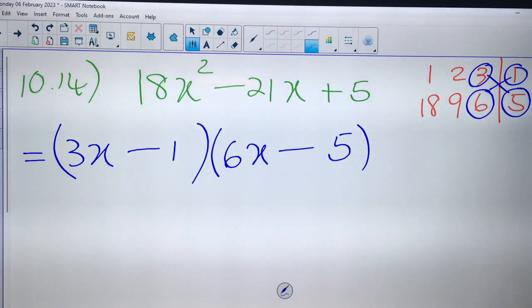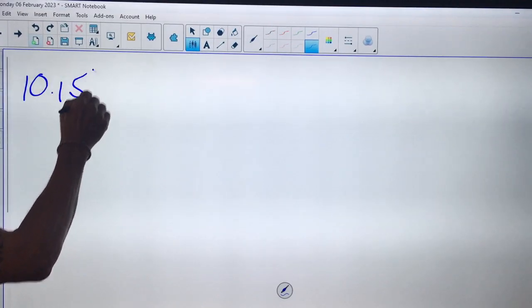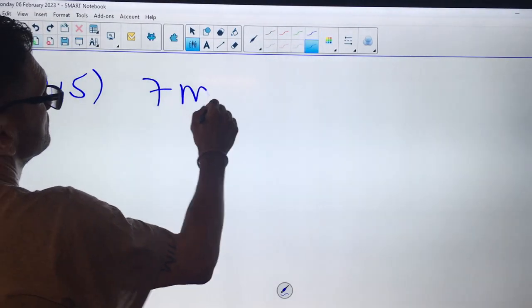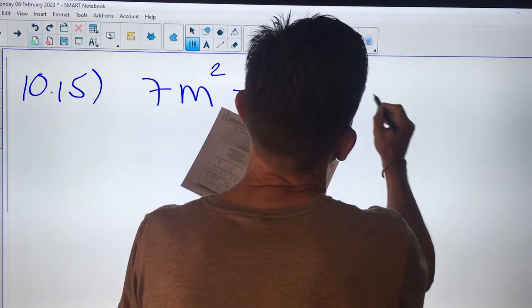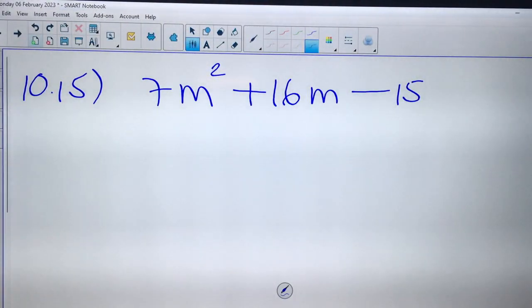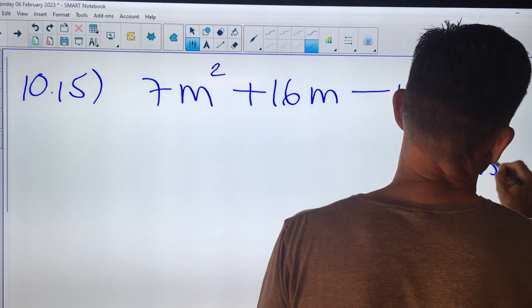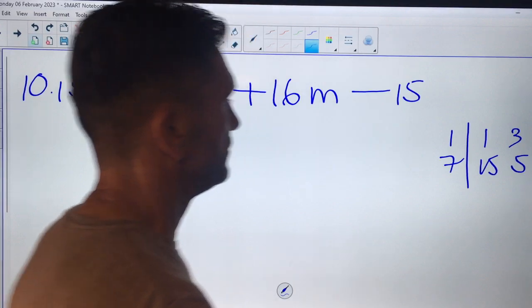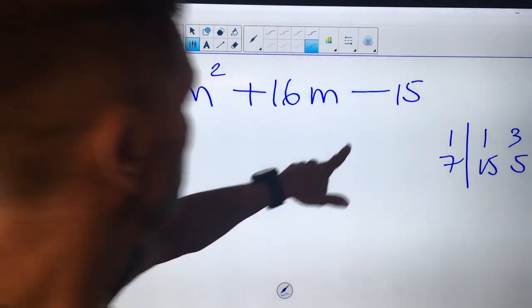Okay, let's look at 1017. No, sorry, there's a 10, 15 in between. (7m squared plus 16m minus 15). I need to consider the factors of 7 and 15. So 1 and 15, 3 and 5. This one is more difficult because it has a negative here. That means we have to subtract.